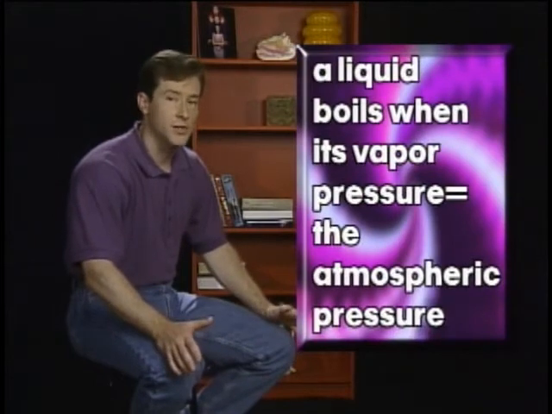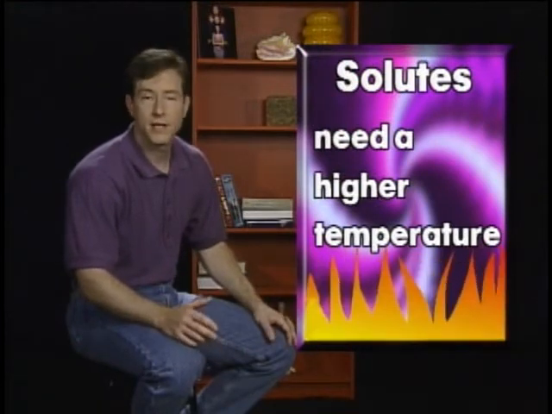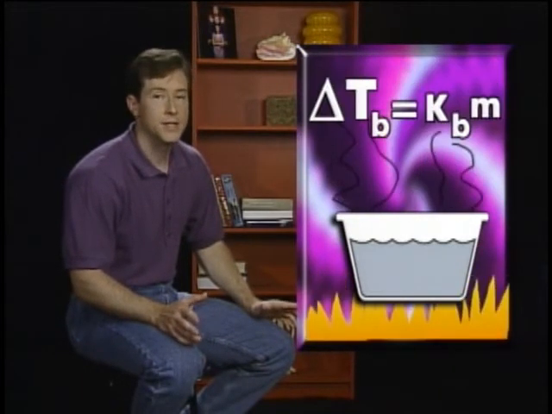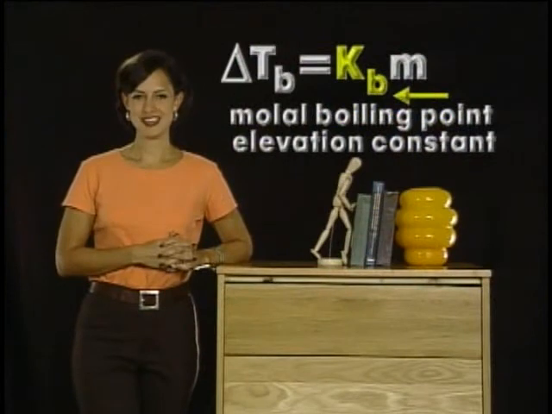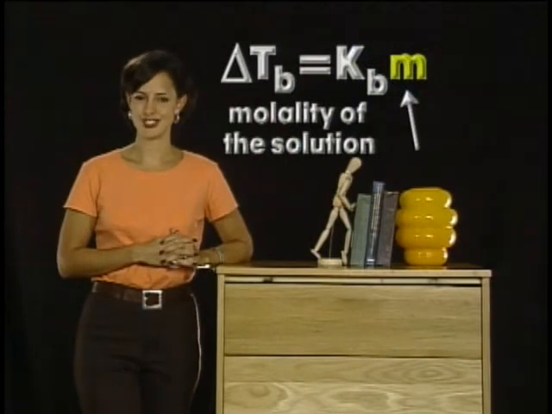On the other end of the liquid temperature spectrum, a liquid boils when its vapor pressure equals the atmospheric pressure. Some solutes will cause the solution to need a higher temperature to make its vapor pressure equal the atmospheric pressure. This is called boiling point elevation. The formula for calculating boiling point elevation is delta T sub B equals K sub B times m. Look familiar? K sub B is the molal boiling point elevation constant for your solvent. Again, you look this value up in a table in your textbook. And m is, of course, the molality of the solution. We'll figure both freezing point depression and boiling point elevation in the following example.